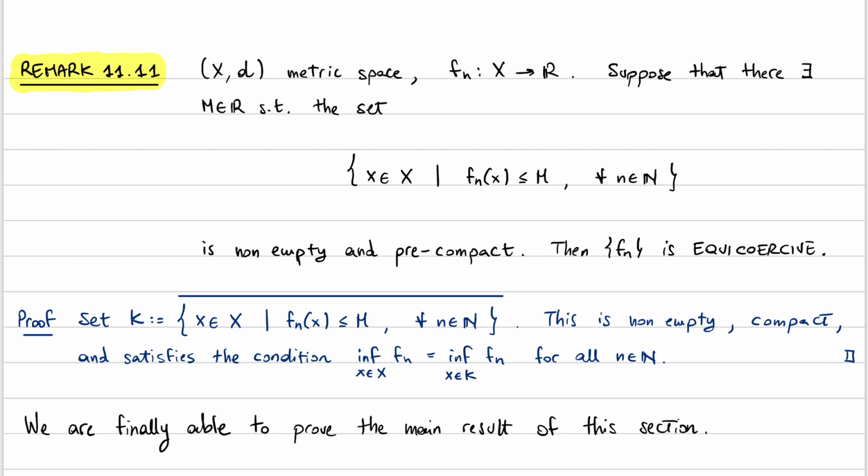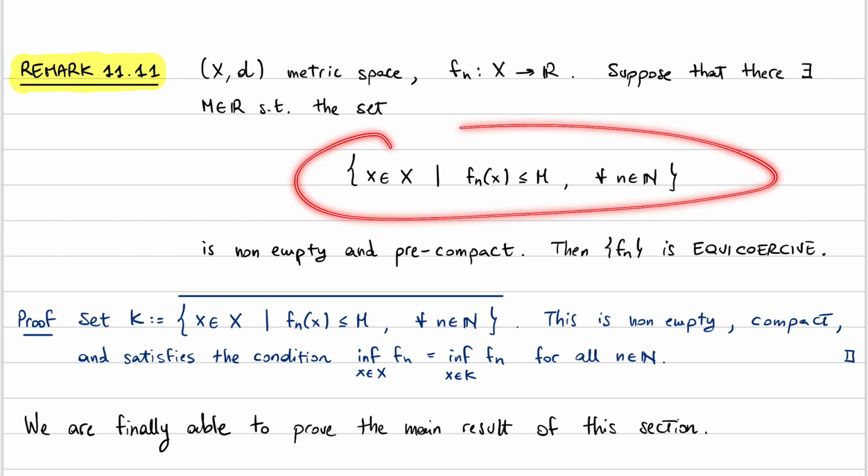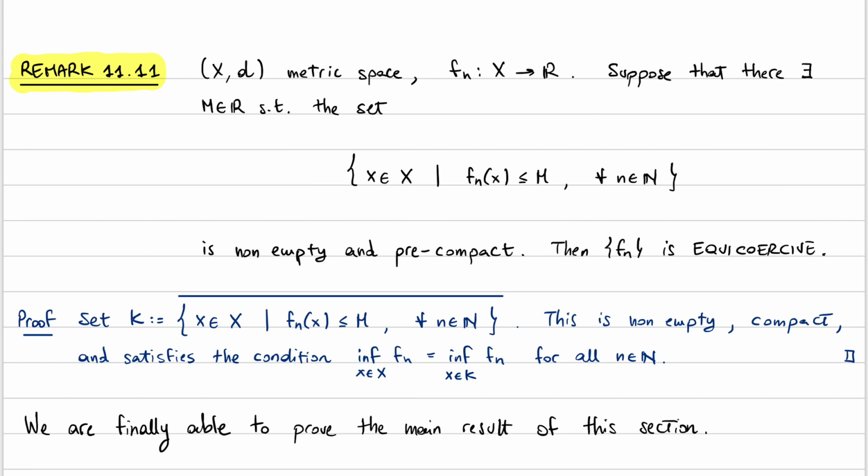So F_n of x is less or equal than m for every n in N. So assume that this set here, this common sublevel, is non-empty and pre-compact. Then it is possible to show that F_n is equicoercive.